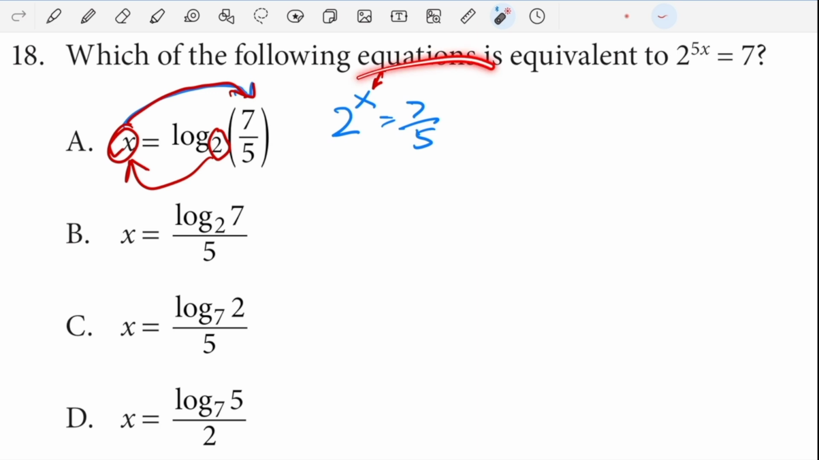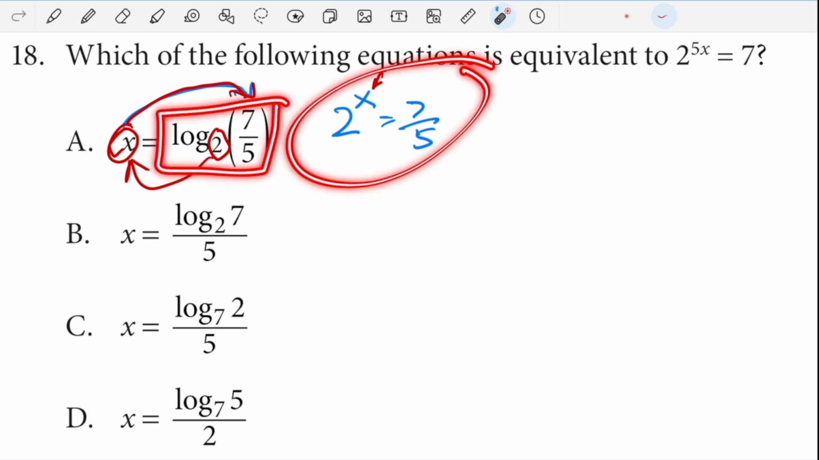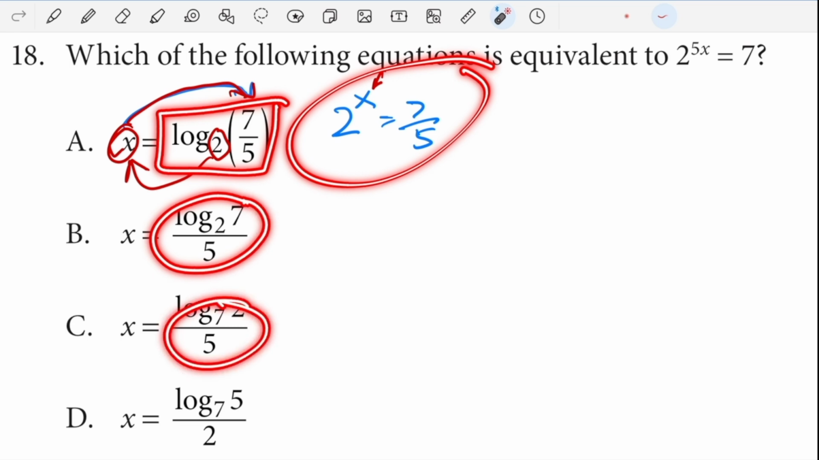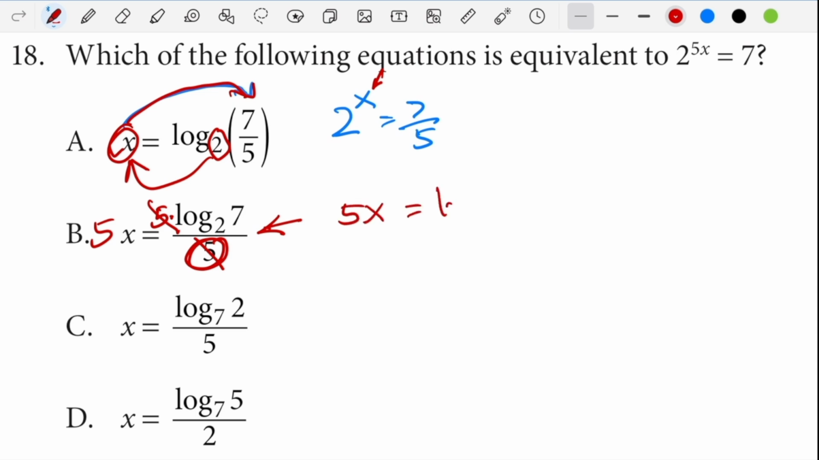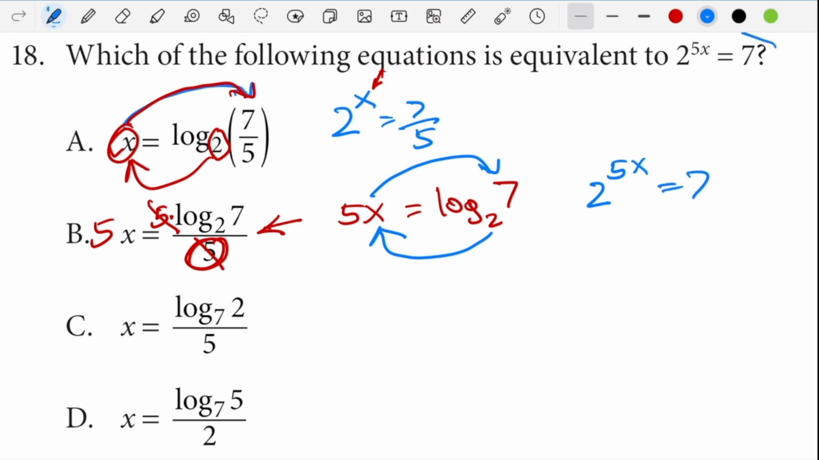Before I can rewrite this, my log function has to be by itself. Here there's a 5 dividing, there's a 2 dividing. I got to leave the log by itself. So here, my first step will be to get rid of this 5. If something is dividing, I multiply, and I multiply both sides. This 5 cancels with this 5, and I'll have 5x equals log on base 2 of 7. And now I can rewrite it. 2 to this equals that. 2 to the 5x equals my argument, which is 7. You notice that's my answer.